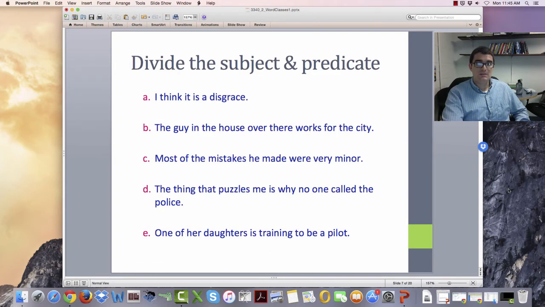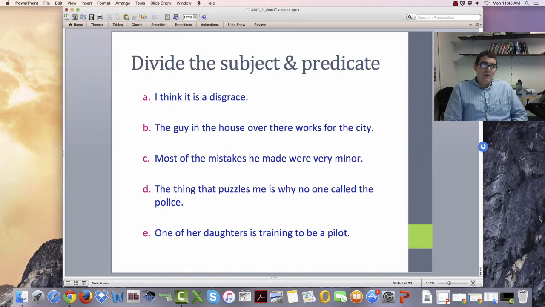Look at these examples and try to quickly divide the subject and the predicate. In A, this one is a little trickier, right? I think it is a disgrace. We have two verbs, think and is, but think is the main verb. So I is the subject, think it is a disgrace, that's all the predicate.